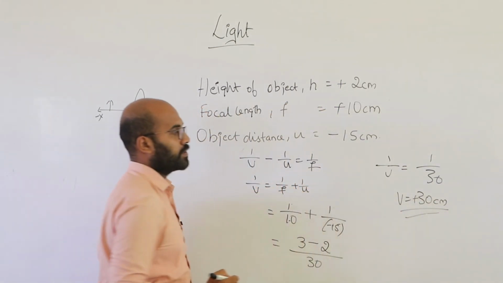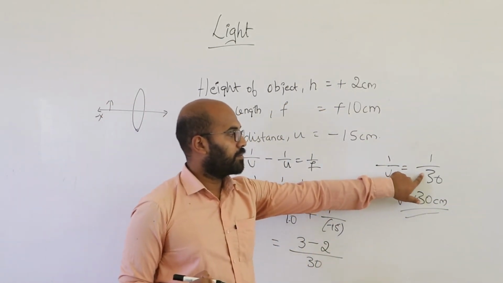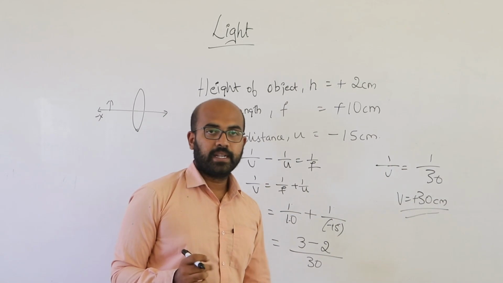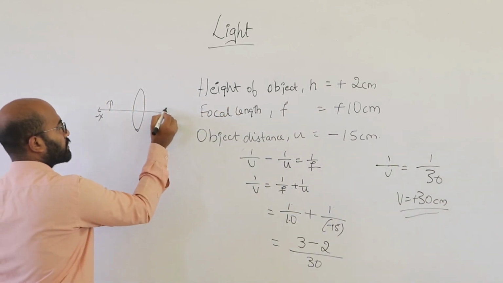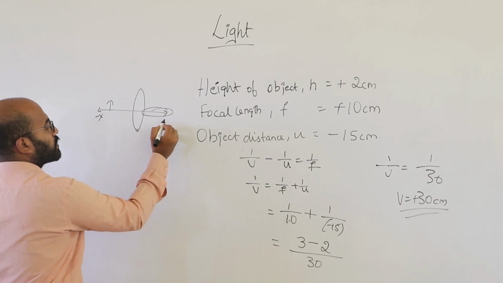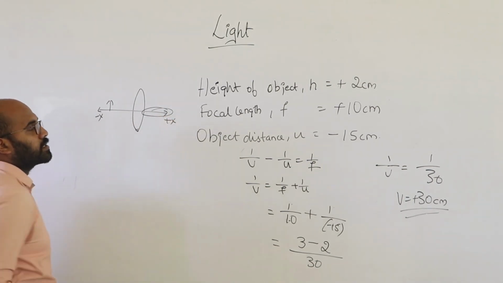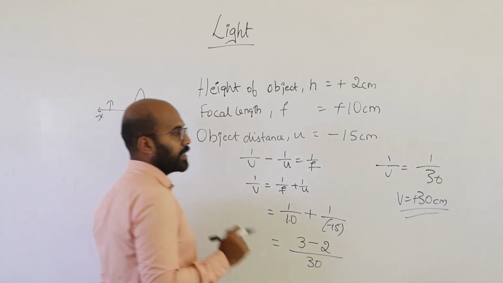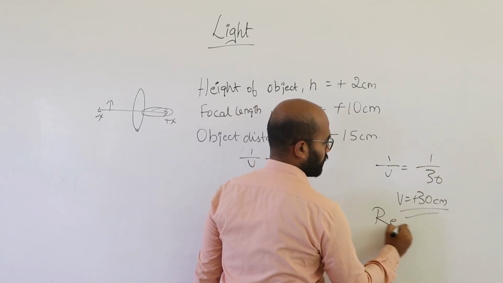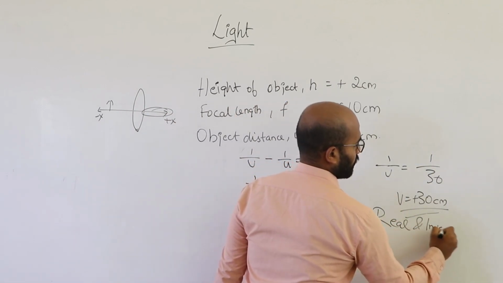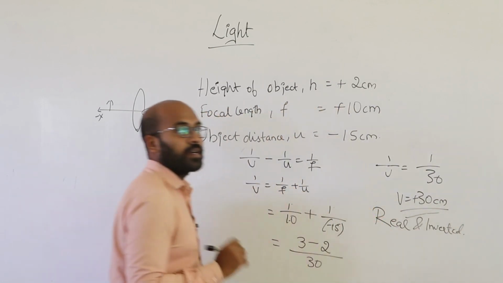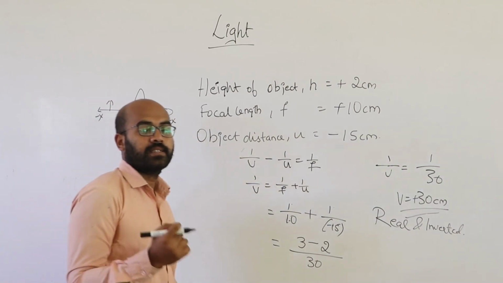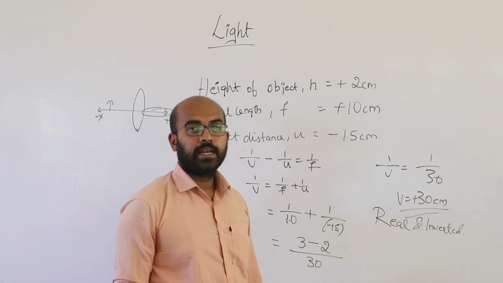It is positive, because I am not getting minus. So v is positive. It means the image is getting formed on the positive x-axis. If the image is formed on the positive x-axis, it means that it is real and inverted, because only the real image will form on the positive x-axis in a convex lens. So what is the nature? It is real and inverted.